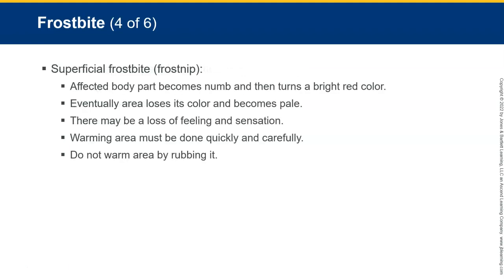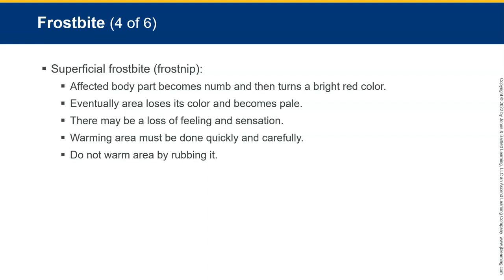Superficial frostbite. The affected body part becomes numb and then turns a bright red color. What happens is it eventually loses its color and then changes to a pale white. There may be a loss of feeling and sensation in the injured area, so we're starting to see some nerve damage. Now, when we start talking about treatment, what does that look like?